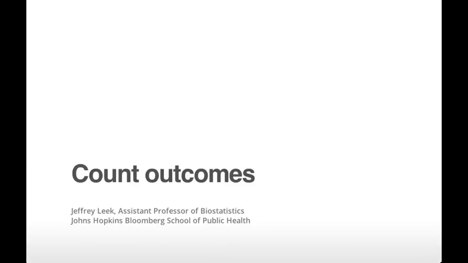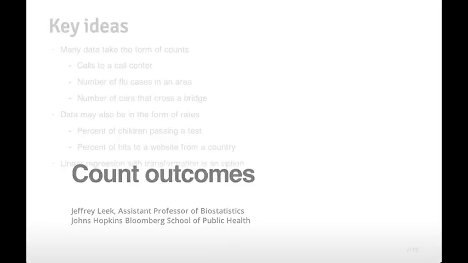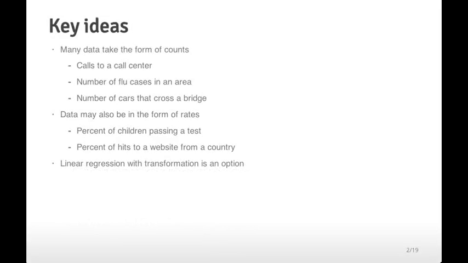This video is about another kind of generalized linear model, and this one is focused on data that come in the form of counts. There are a lot of different types of data that actually fall into this category, which is why I'm dedicating a whole lecture to it. So for example, the number of calls that come into a call center in a particular fixed interval, or the number of flu cases that occur at a specific month in a particular area of the United States, or the number of cars that cross a bridge at a particular time.